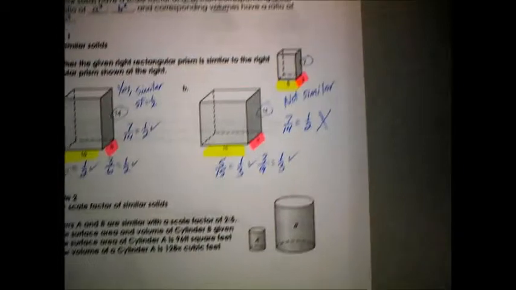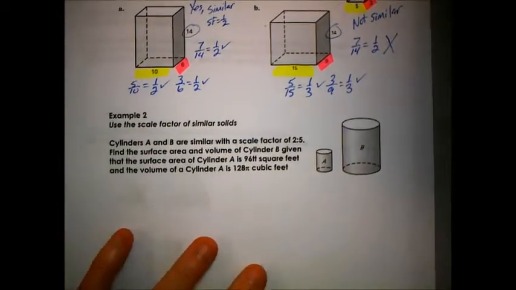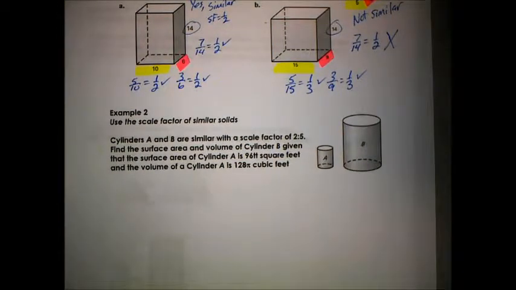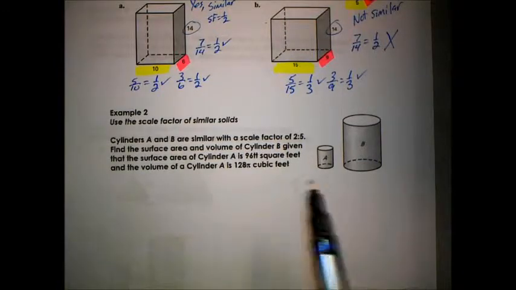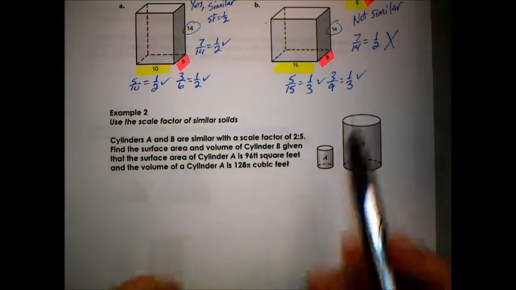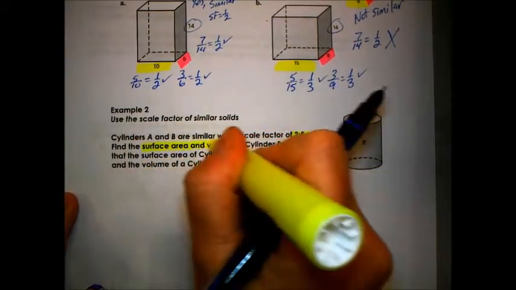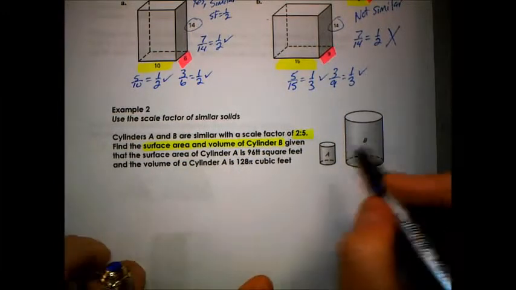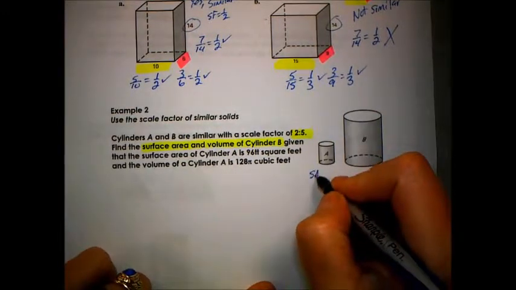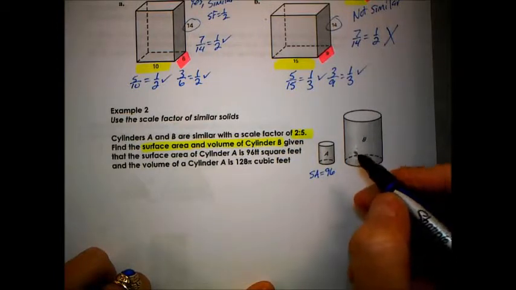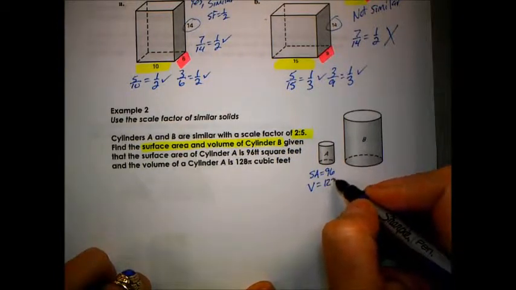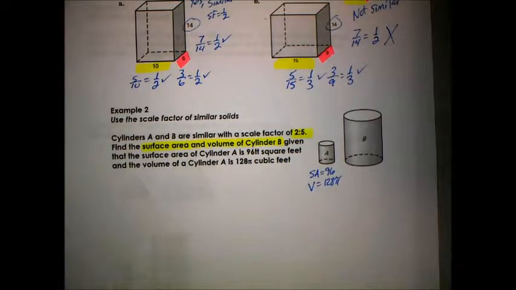Okay, on example 2, we're going to be using this concept of scale factors to find the surface area and volume of cylinders. So cylinders A and B are similar with a scale factor of 2/5. It wants us to find the surface area and volume of cylinder B, given that A's surface area is 96 feet squared and its volume is 128 pi. So we're looking for the surface area and volume of cylinder B just using the ratio.